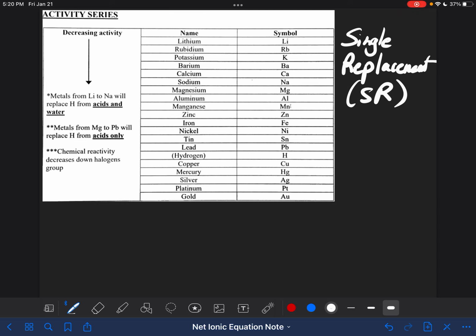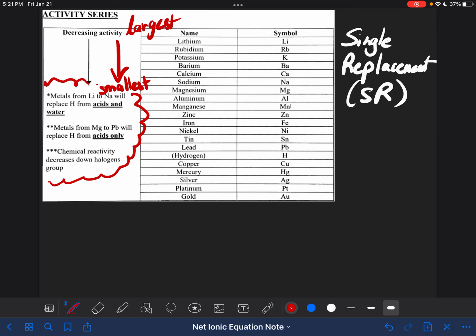So for single replacements, there are some things that you need to know before then, which is this chart. Now, how do we read it? Well, it's pretty simple. It's going by decreasing, or the top part is the greatest or the largest, while the bottom part is our smallest. Okay? There are some exceptions that you guys need to know, so make sure to read this part, please.